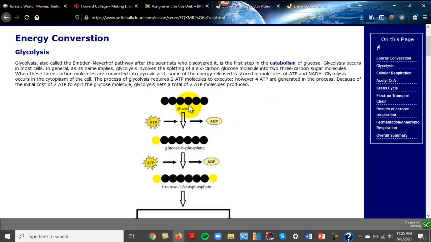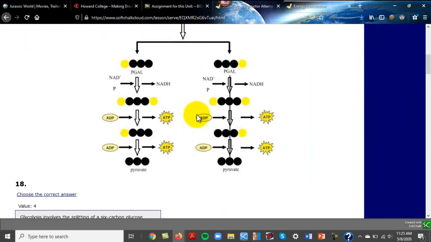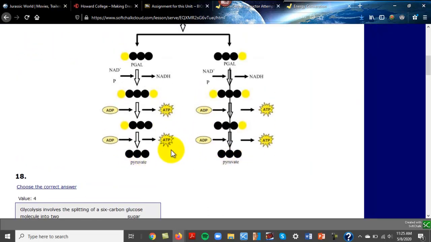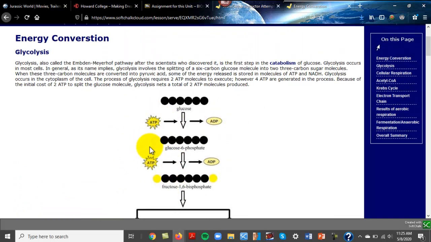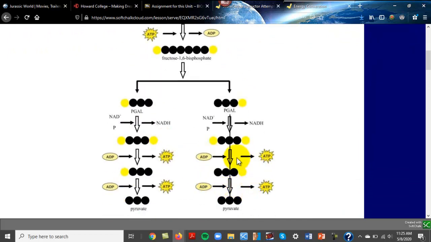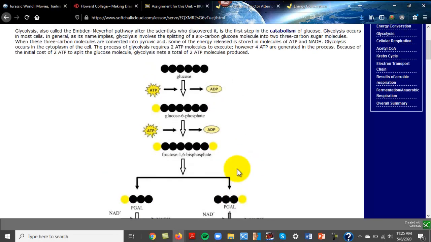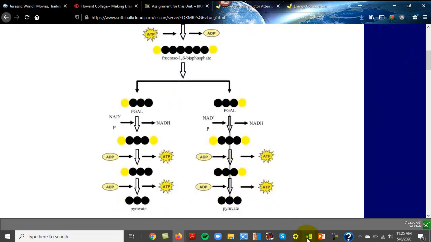But that process from splitting this 6 carbon into these 3 carbons actually cost 2 ATP. Nothing's free. No matter what some people say, nothing's free. So basically, even though you get 4 ATP molecules from this process, you only get a net of 2 because it actually costs 2 to do the whole process.